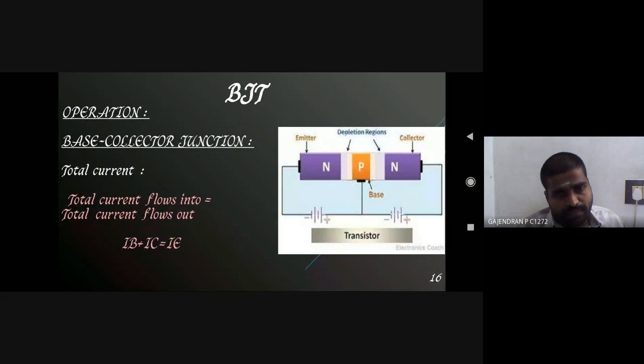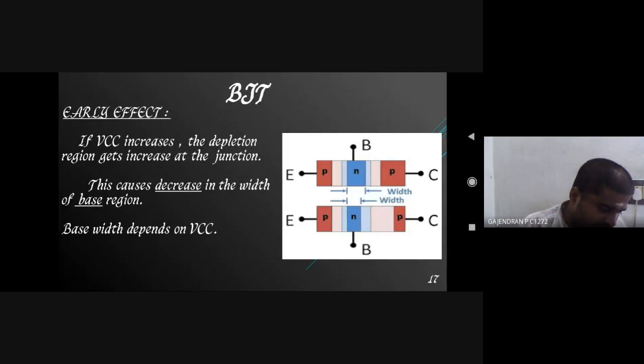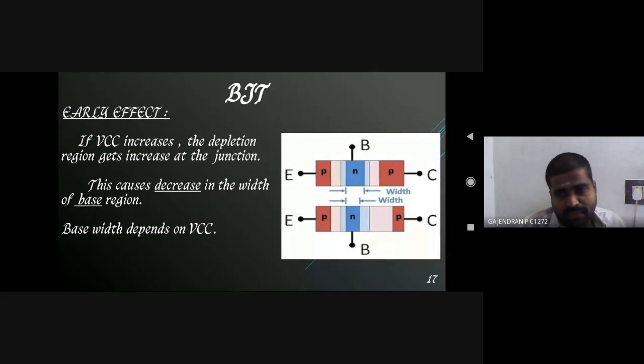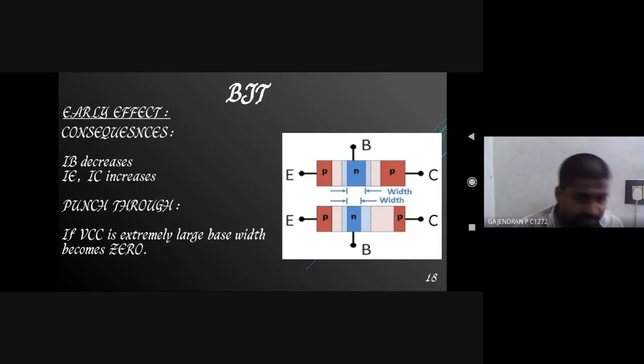By the equilibrium condition, we know that the current entering the circuit is equal to the current flowing out of the circuit. Therefore, IE equals IB plus IC. The early effect: if VCC increases, the depletion region increases since it is reverse biased. This causes a decrease in the width of the base region. This base width depends on the VCC. This is known as the early effect.